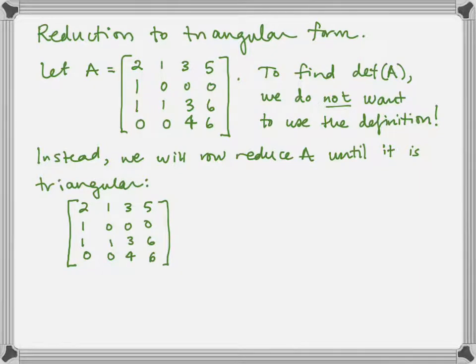And so here's A, and as we do each of these row operations, we have a theorem about the properties of the determinant that keeps track of what happens to the determinant as we do different row operations. So let's row reduce.